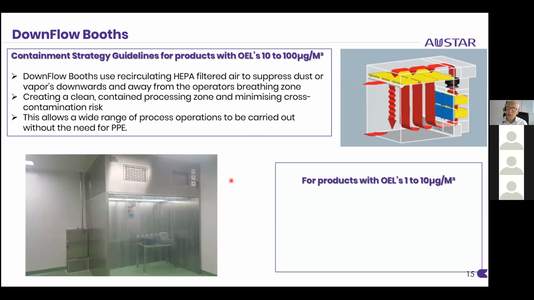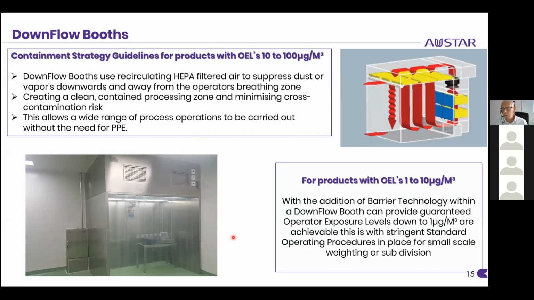In some special cases, we can control between 1 and 10 micrograms by placing a physical barrier in there. So we're using dynamic barriers here, so it's airflow, but if we place a physical barrier inside there between the operator and the product, we can get down to very, very low levels. But this has got to be with stringent SOPs and also very small scale sampling, weighing, or dispensing.